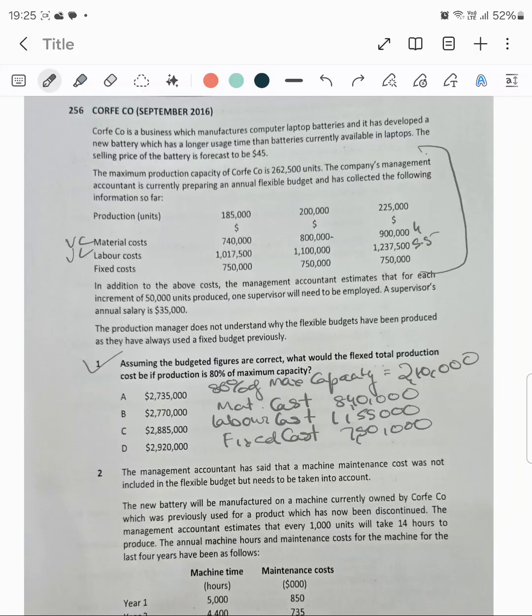Now if I'm talking about 2 lakh 10, how will I get to know how much increment is there? What will I do for that? It is quite simple. The production capacity given is 80%, and if there is an increment of 50,000, then 2 lakh 10 is divided by 50,000. So how many supervisors will I need? My production level has come out to be 2 lakh 10.